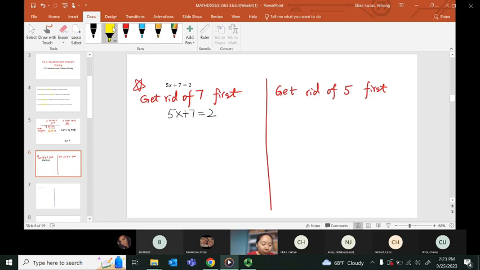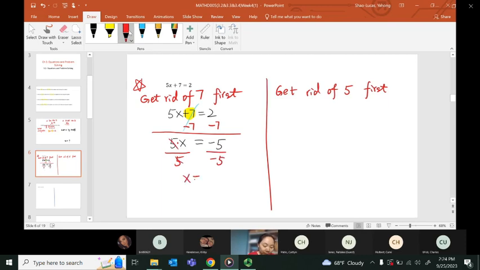Now, as we talked about before, if you want to get rid of a number, you want to do the opposite operation. Since we have +7, we do -7 on both sides. That cancels the 7 and the 7, so they cancel out. We're left with 5x equals -5. And now we can divide both sides by 5 because for multiplication, we do the inverse. To reverse multiplication, we do division. So we get x equals +1.